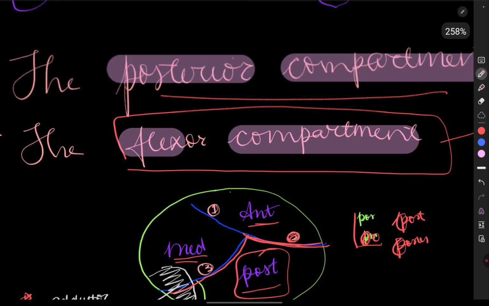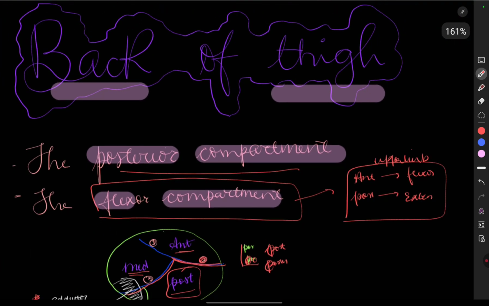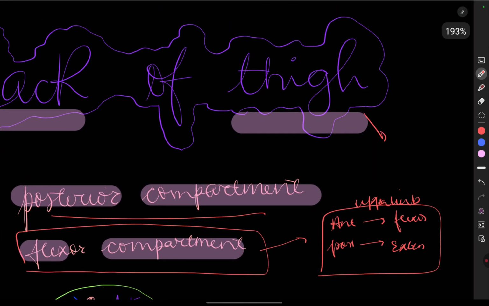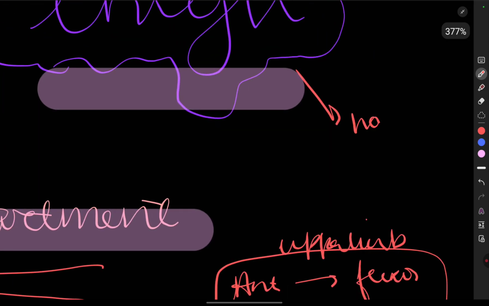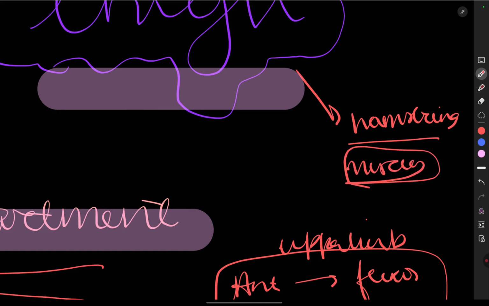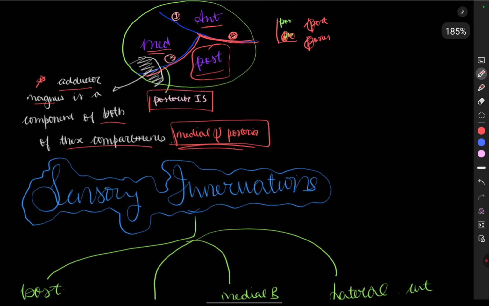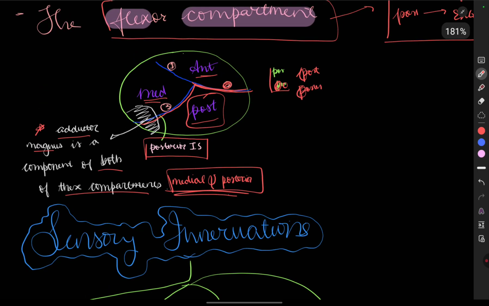Okay, the muscles of the back of the thigh are also called the hamstring muscles. We are going to study the origin, insertion, nerve supply and action of these muscles in the next video, but we are going to study everything except the muscles in this video.